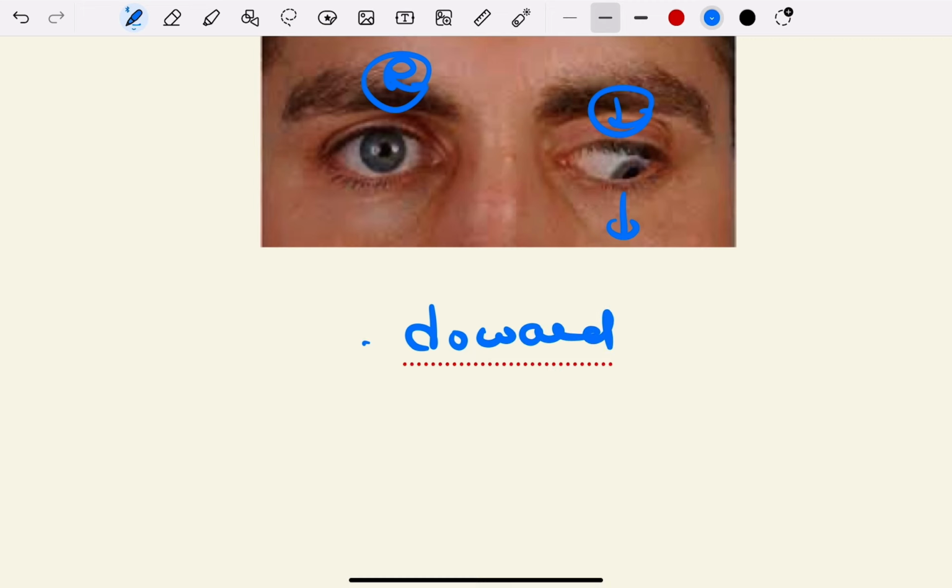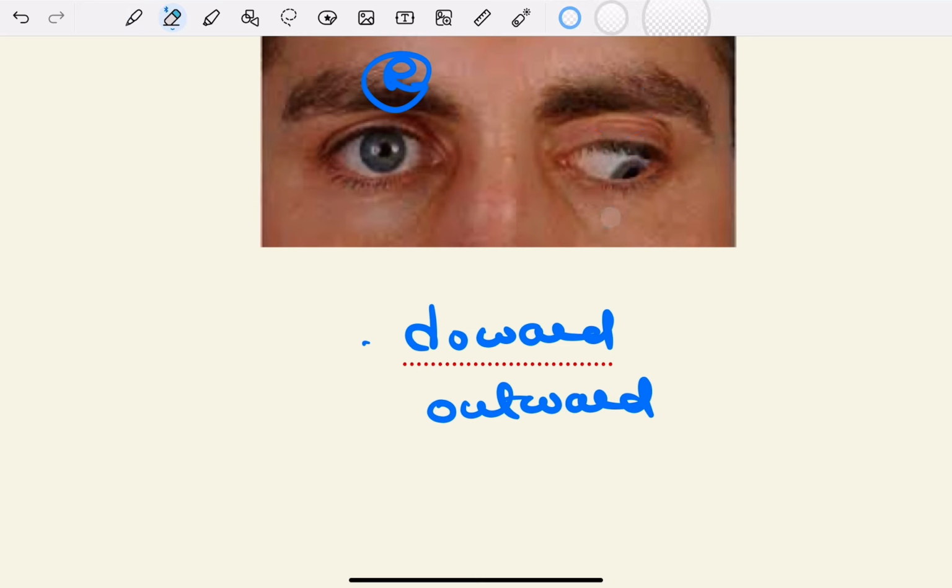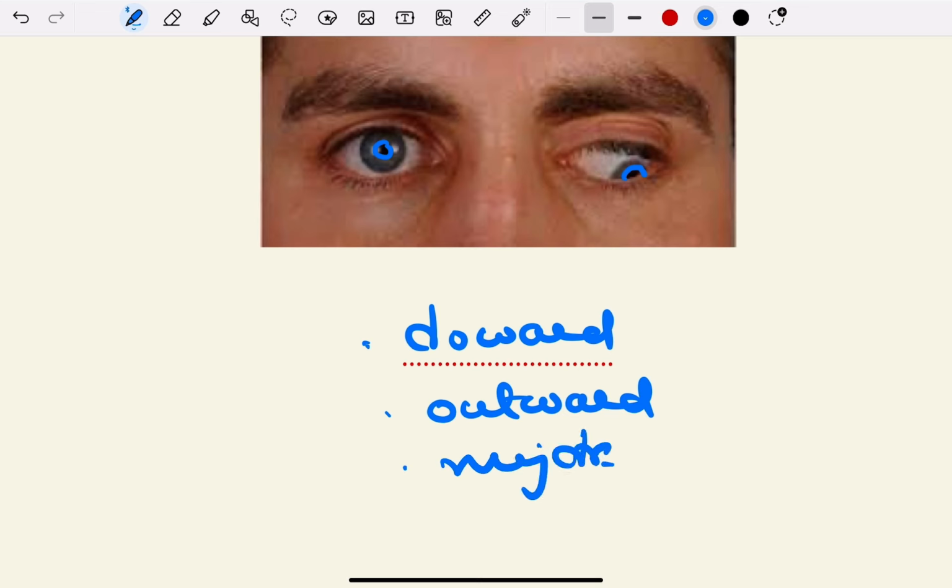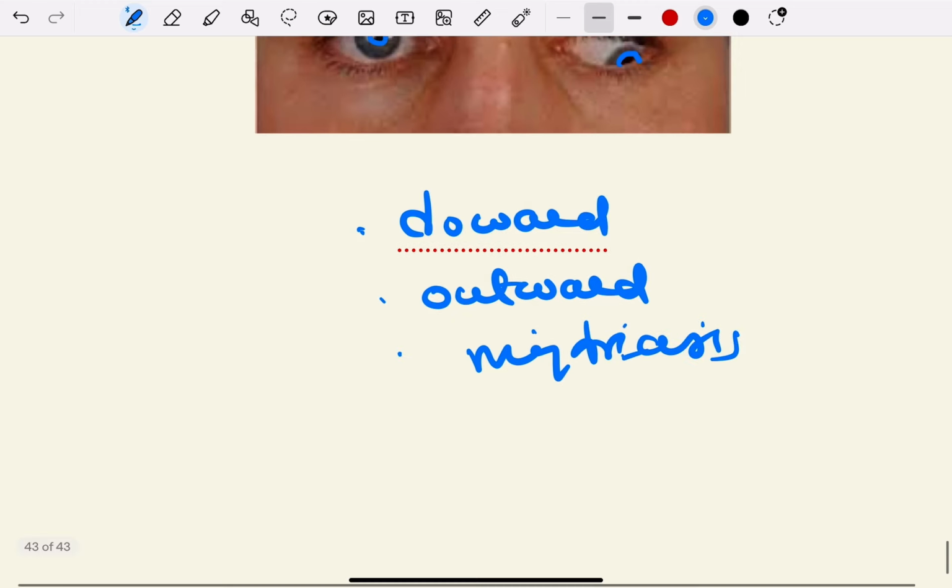Second, what happened here? It's not in the midline, it's gone outward also, so it is deviated downward and outward. And look at the pupil. If you carefully observe pupil size, what happened here? Look at this pupil size and look at this pupil size, it's a little bigger, or it's mydriatic. So there is mydriasis, means dilation.